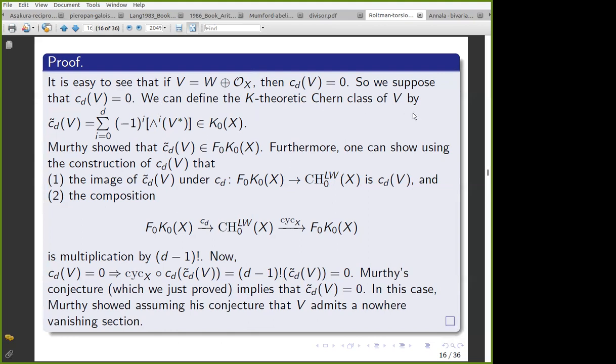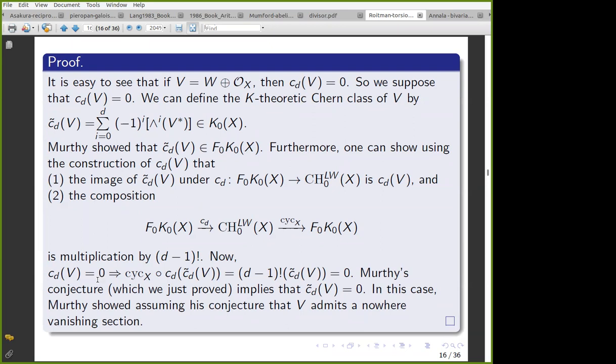Now we can define the K-theoretic Chern class of V, c_d tilde, as this alternating sum of the exterior powers of the classes of the dual of V in K_0 of X. This is called the K-theoretic Chern class. Now Murthy showed that this class always lies in the classes of 0-cycles, namely F^0 K_0 of X. Furthermore, one can show, using the construction of c_d(V), that the image of this K-theoretic Chern class under the map from F^0 K_0 X to the Chow group, the Chern class map, is actually the top Chern class. Moreover, the composition is actually multiplication by (d-1) factorial.